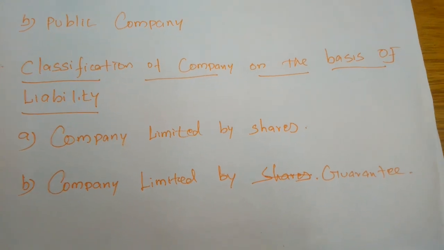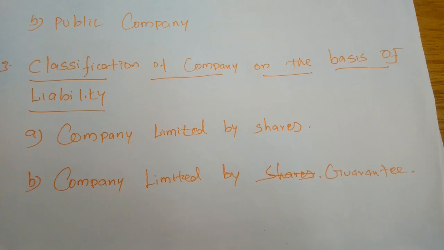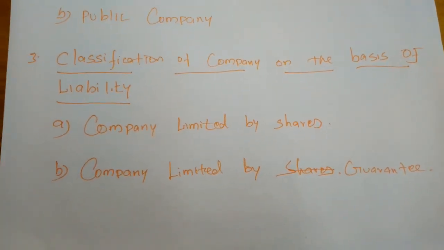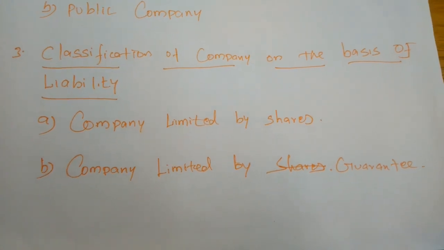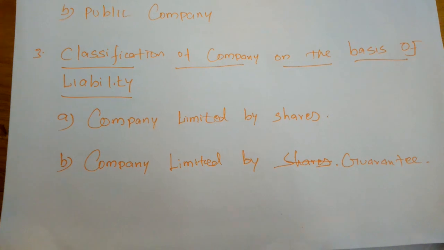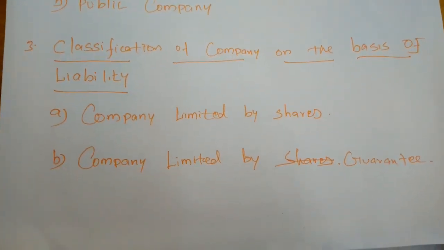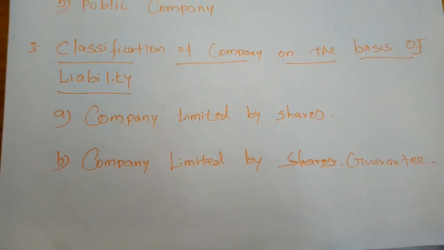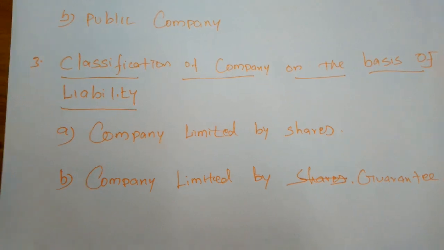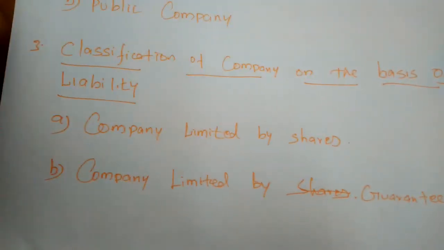So if the liability is mentioned in the memorandum of association, that company is considered a company limited by guarantee. Some of the persons only have announced the liability of taking the guarantee. If any problem is raised in our companies when they are going to wind up, the particular persons only will have the responsibilities.